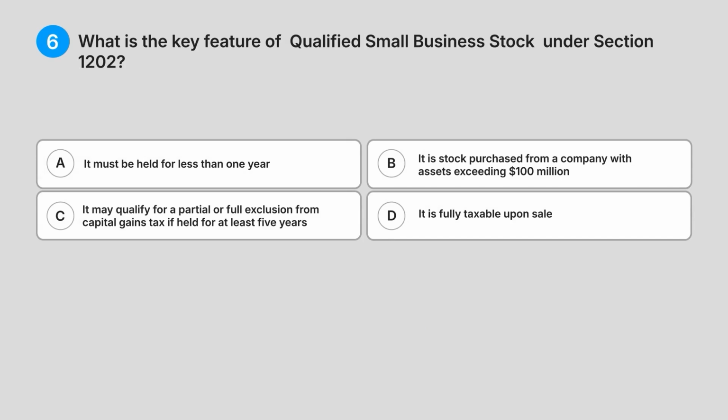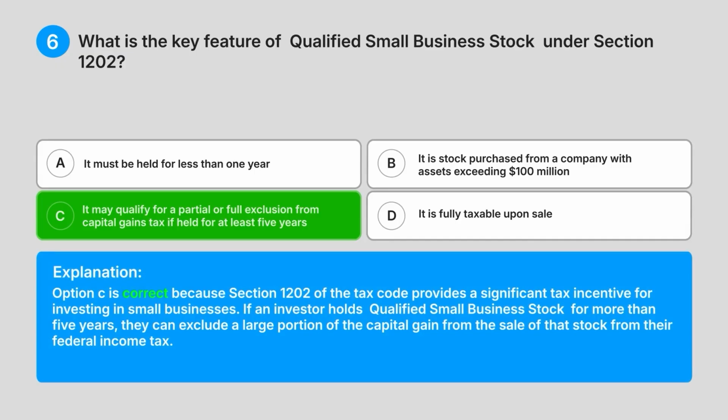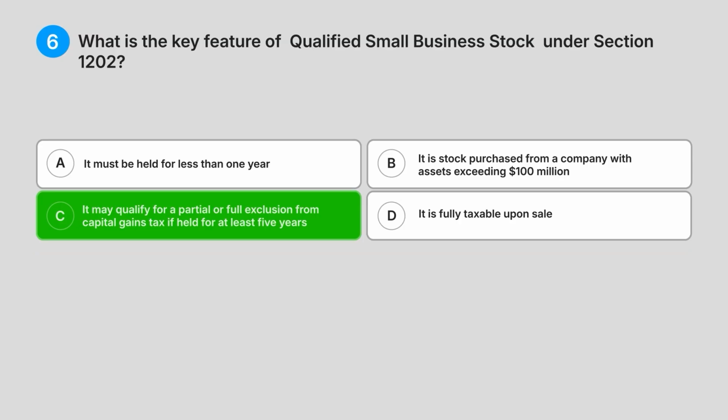Correct answer, C. It may qualify for a partial or full exclusion from capital gains tax if held for at least 5 years. Explanation. Option C is correct because Section 1202 of the Tax Code provides a significant tax incentive for investing in small businesses. If an investor holds qualified small business stock for more than 5 years, they can exclude a large portion of the capital gain from the sale of that stock from their federal income tax.